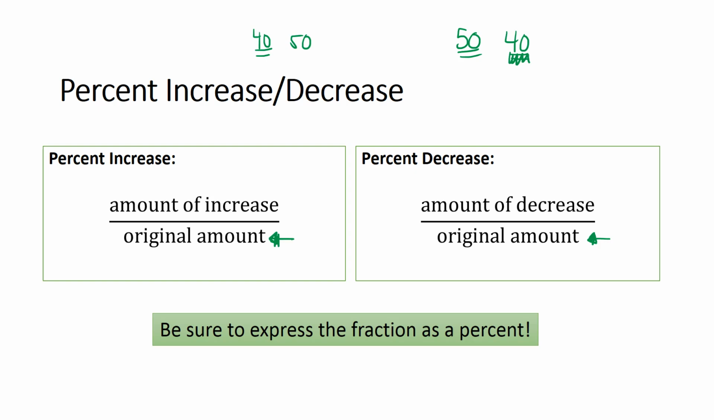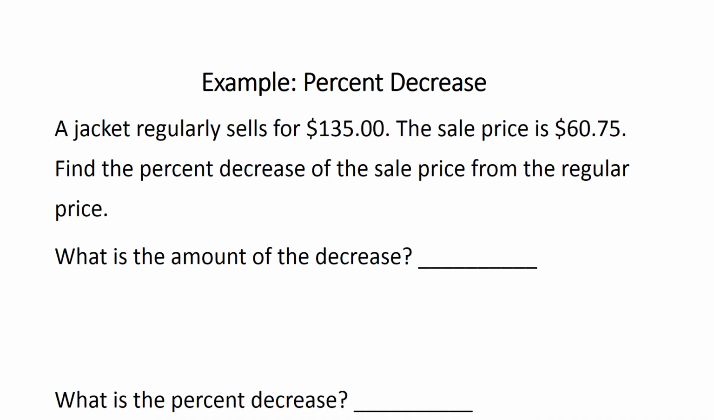So we shouldn't think about it as larger or smaller, just the original amount. So to find the percent, you find the amount of the increase over the original amount. For percent decrease, the amount of the decrease over the original amount. And be sure to change it to percent form. So remember, if you're given a percent, change it to a decimal. If you're asked for a percent, you've got to change it back to a percent by multiplying by 100.